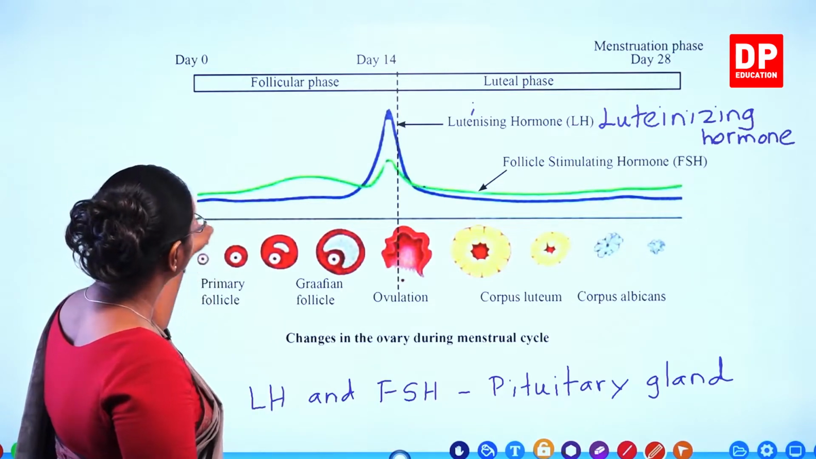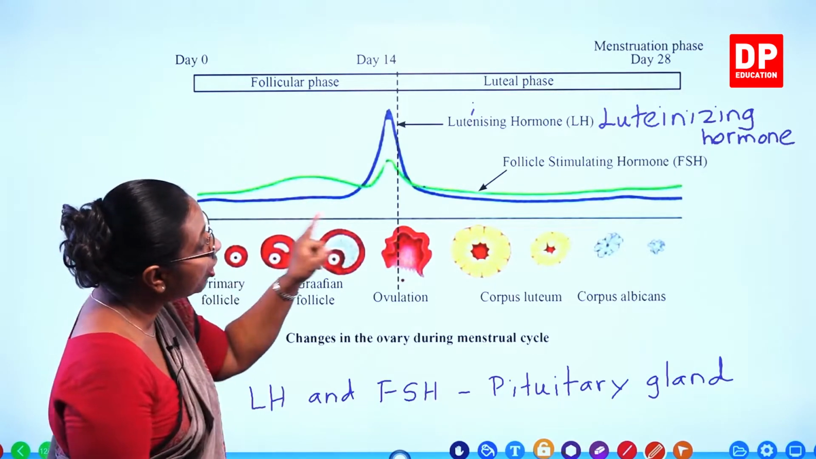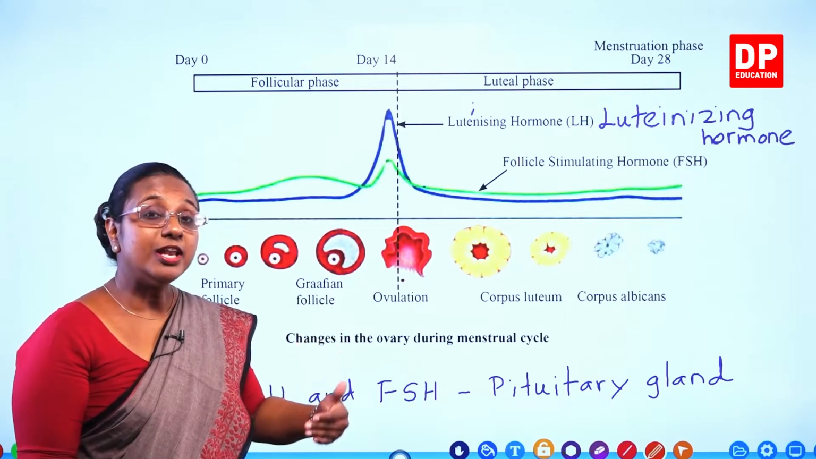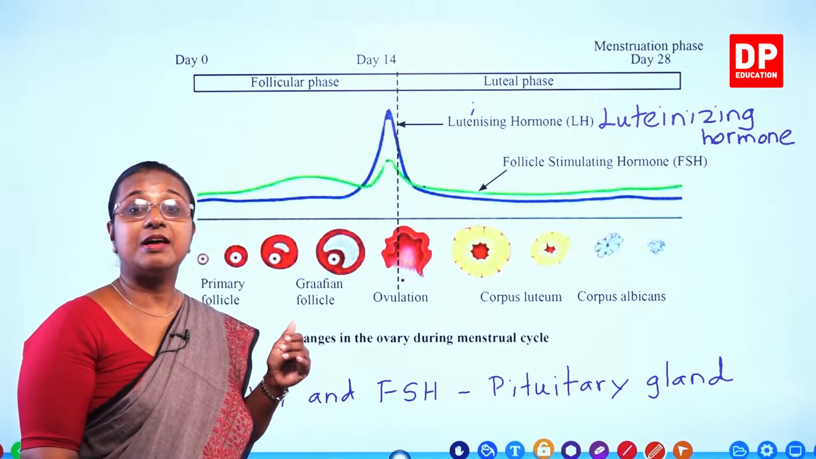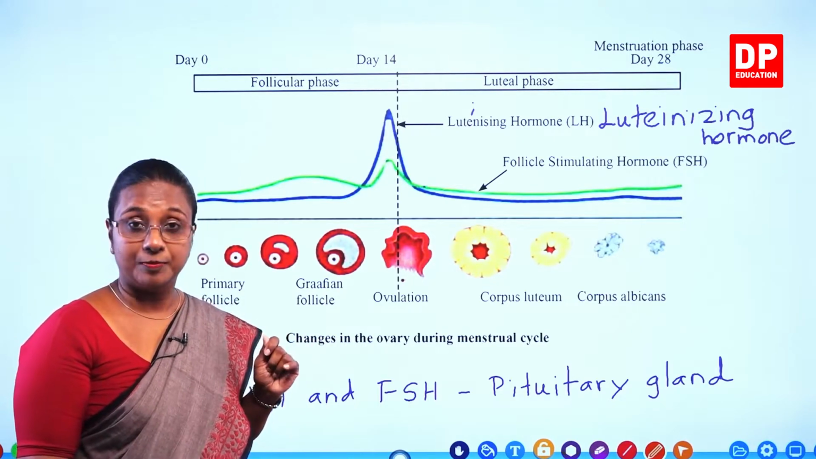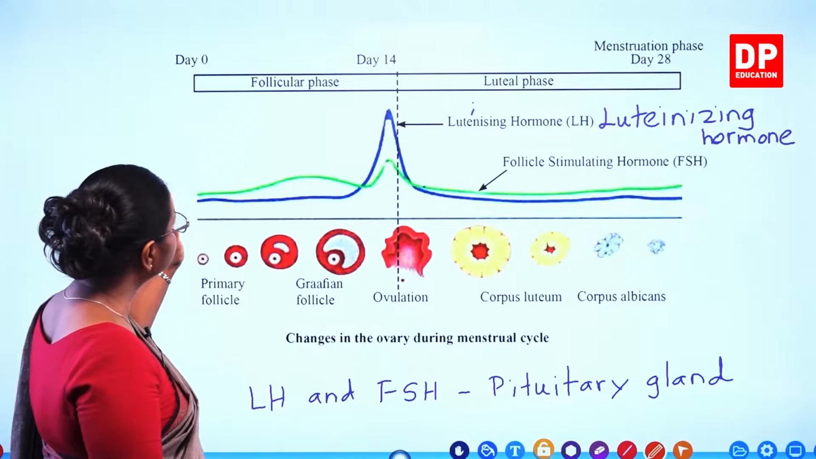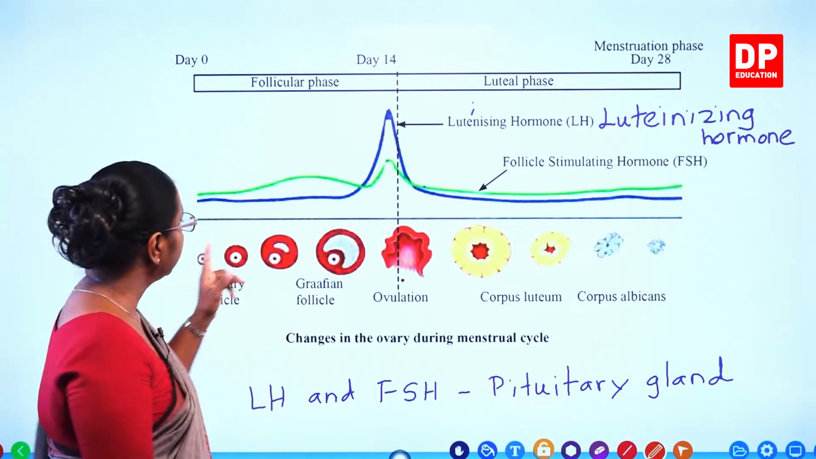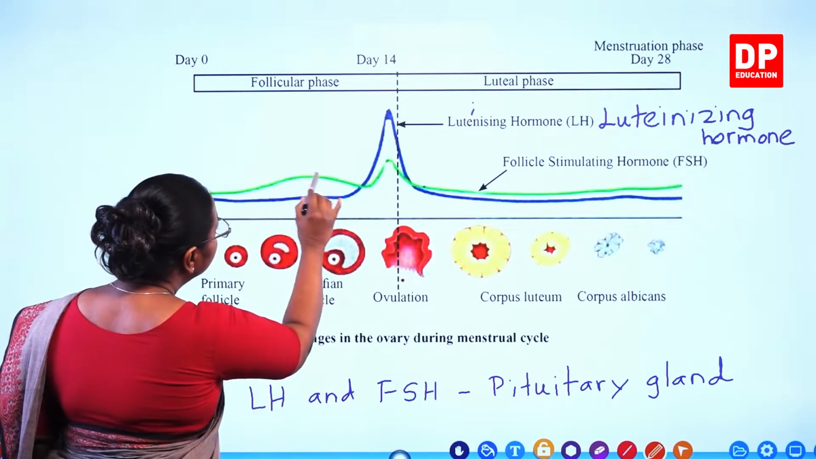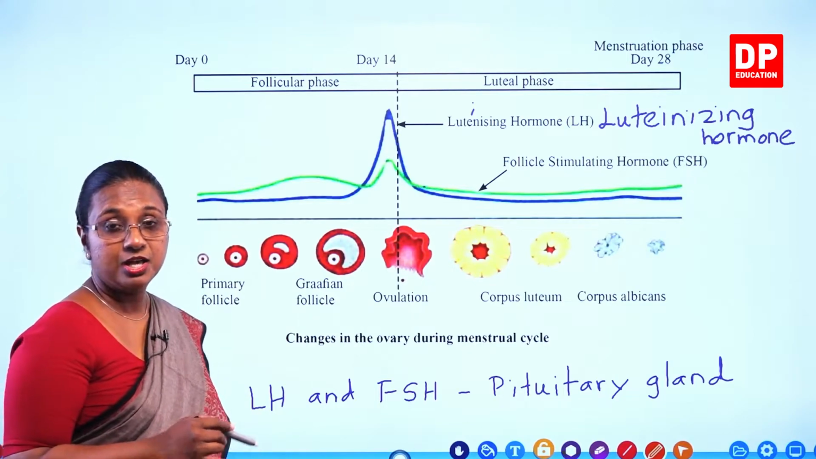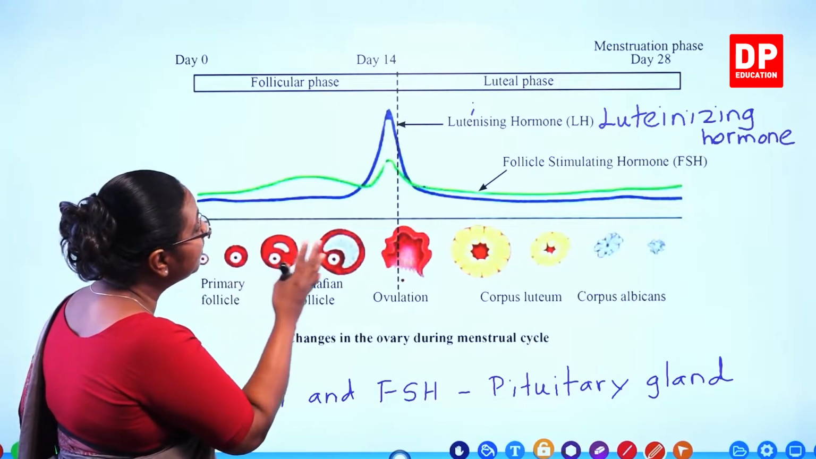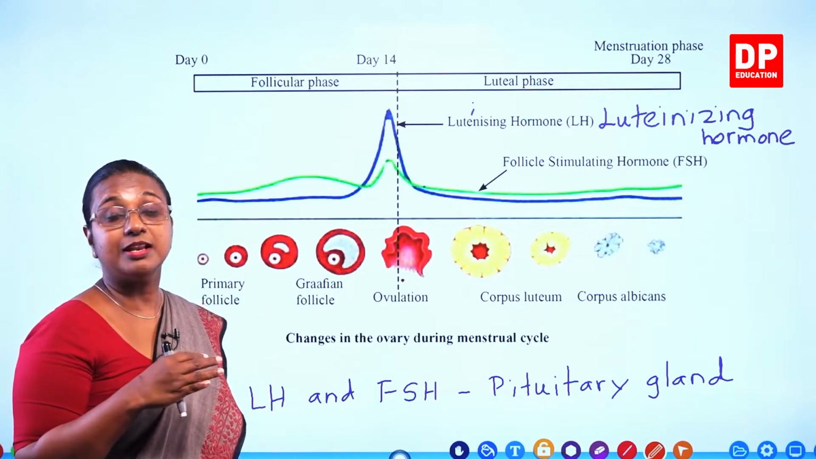Then you can see here the green color curve, that is the follicle stimulating hormone. From the name, you all can get an idea. Primary follicles develop to form the Graafian follicle. The Graafian follicle matures and bursts open, releasing the ovum. That happens from the first day to the 14th day. Here you can see that FSH concentration is higher, and that initiates or controls the development of the primary follicle into the mature Graafian follicle.